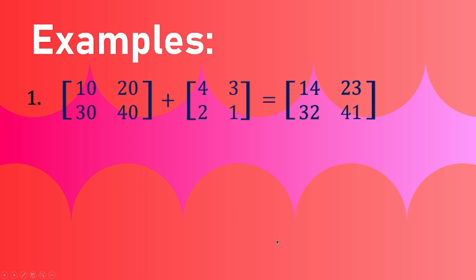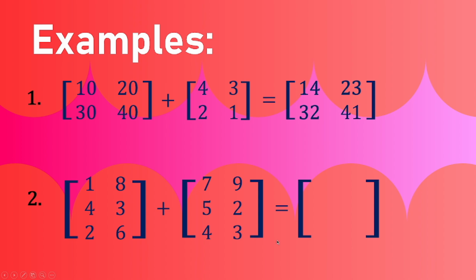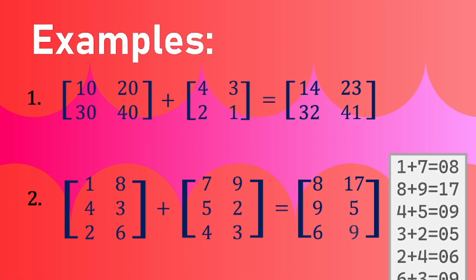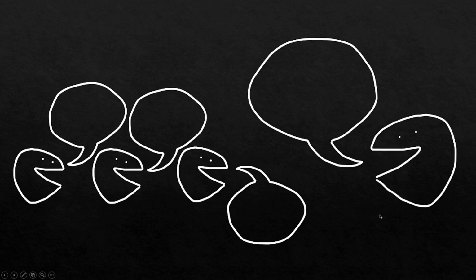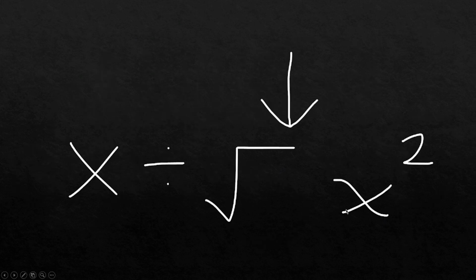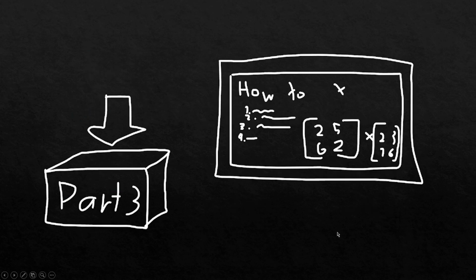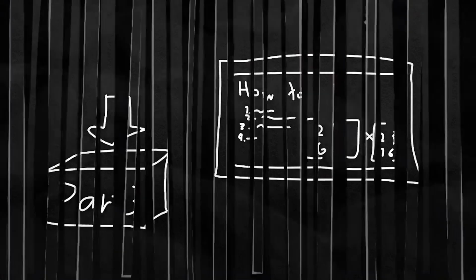You can add together any size of matrices. For this next example, we're going to use 3 by 2 matrices and then add them together. The result is just the addition of all the elements of each matrix. We've already talked about how you can add and subtract the matrices, but there's one more operation you can do on them. That's multiplication. In part 3, we can learn how do you multiply the matrices.